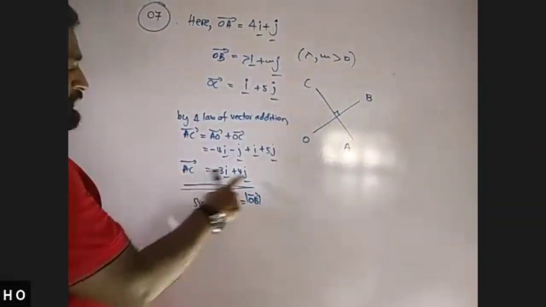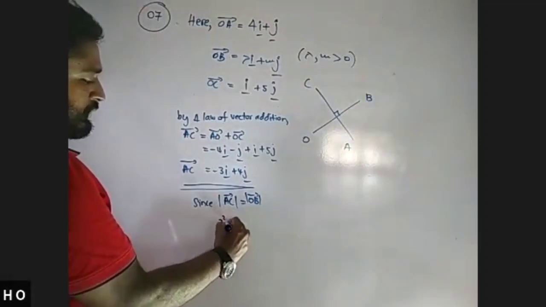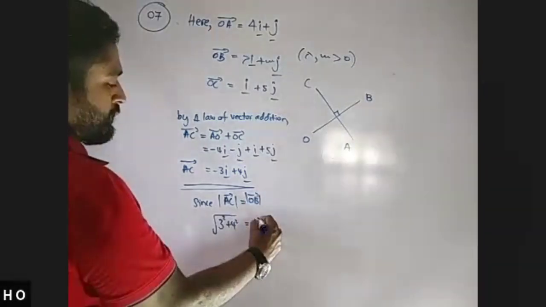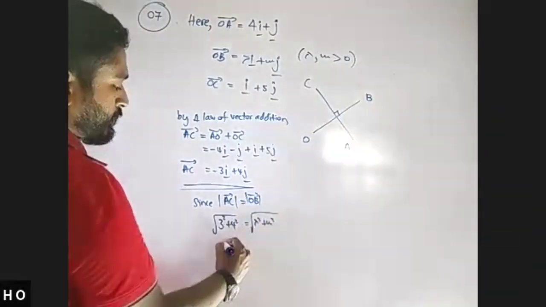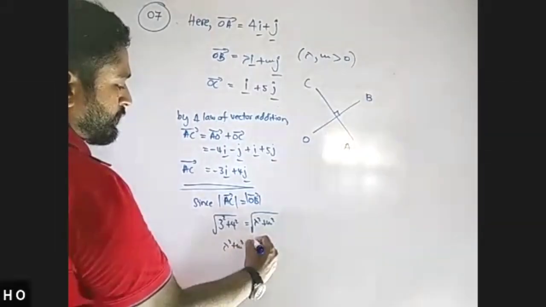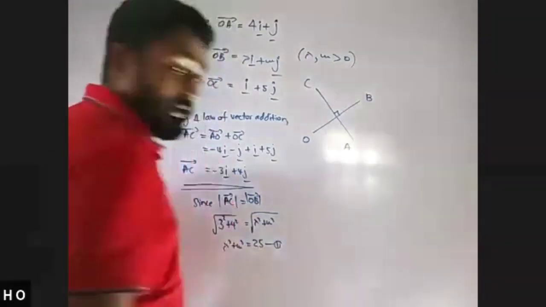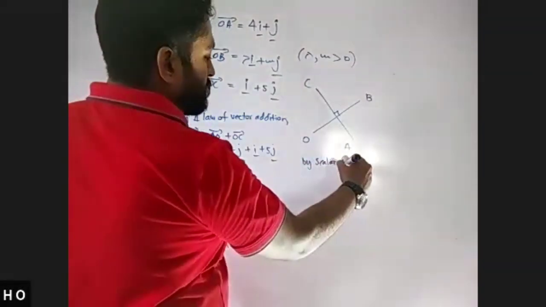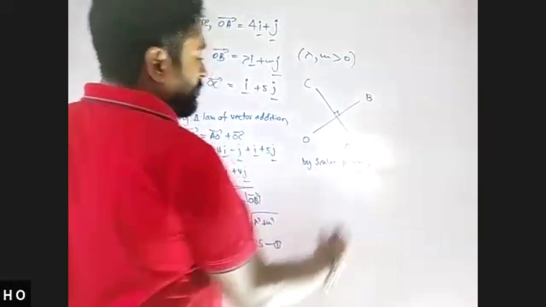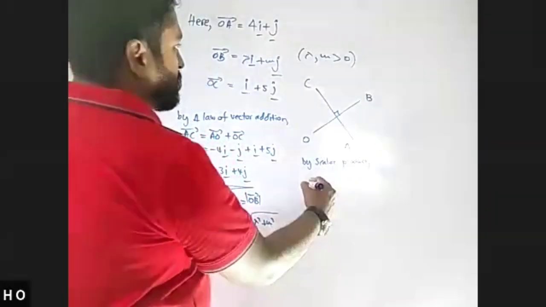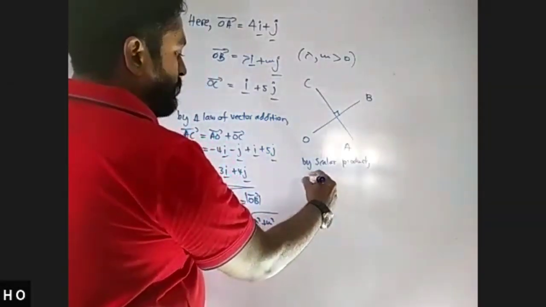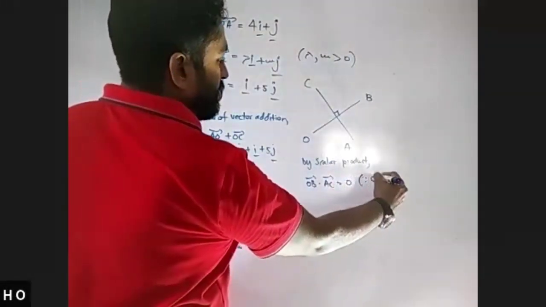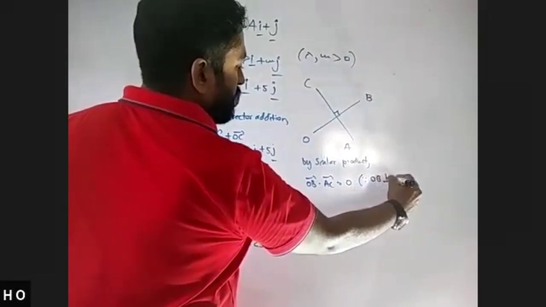So AC modulus in ij components notation is root of 3 squared plus 4 squared, which equals OB, root of lambda squared plus mu squared. So lambda squared plus mu squared is 25. Equation number 1. Further, now the scalar product. By scalar product, OB dot AC is 0, because OB is perpendicular to AC.